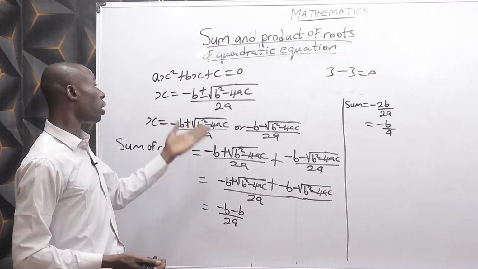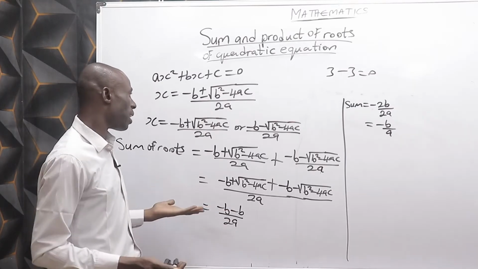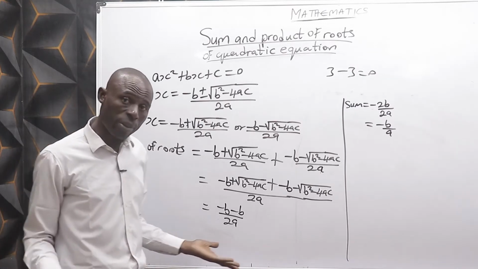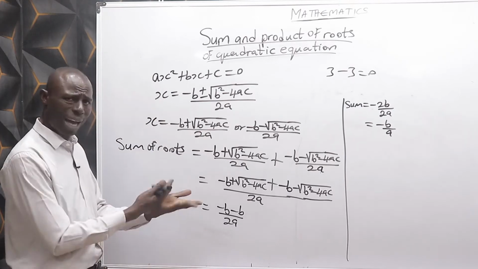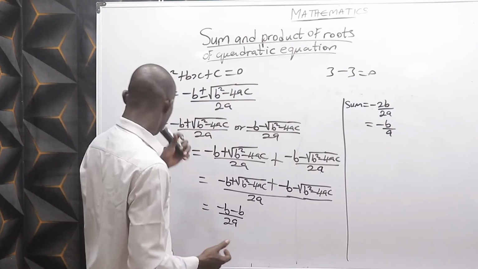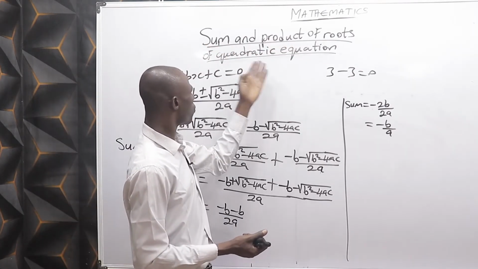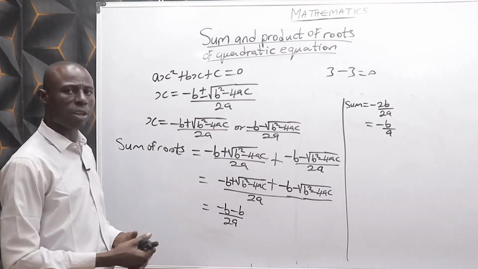Yet, you may not need to know this all the time. It is not in every examination that you'll be asked to derive this, but you may be asked. If you are asked to derive it, this is it. It's simple addition and simplification. So let's move to products, because we are considering the sum and product of roots of a quadratic equation. We have derived our sum. You can see sum is minus b over a.